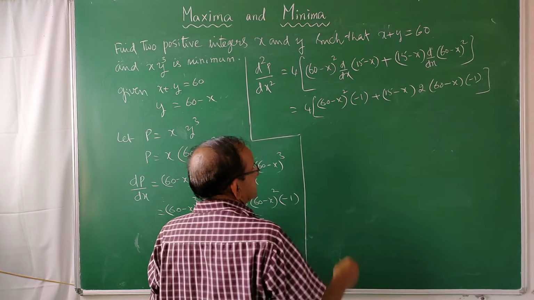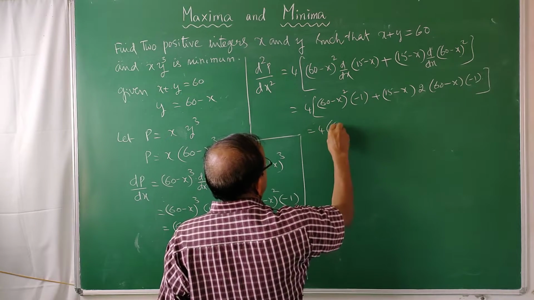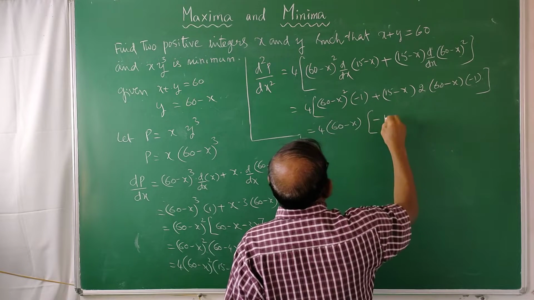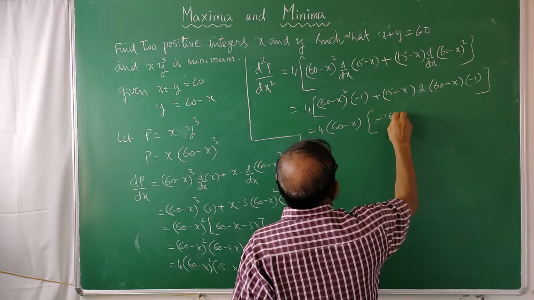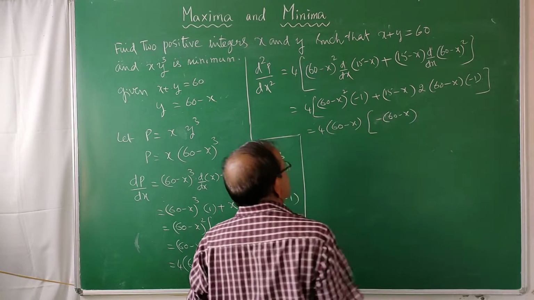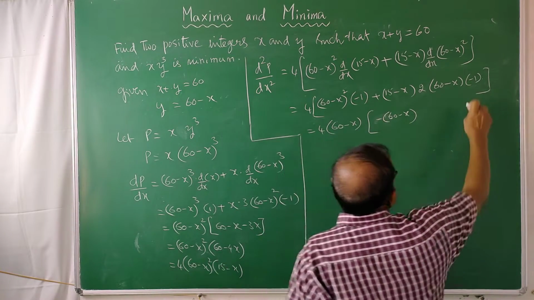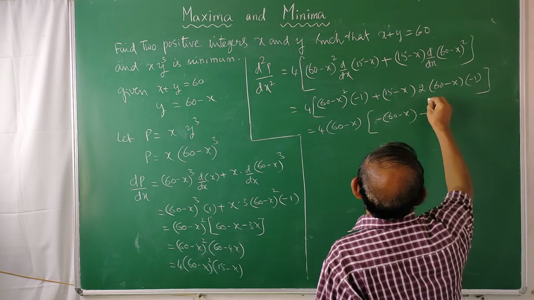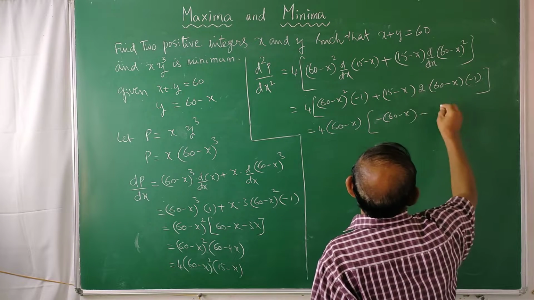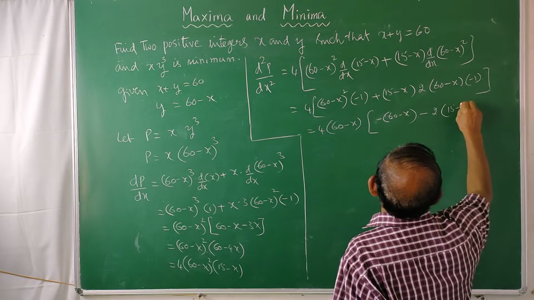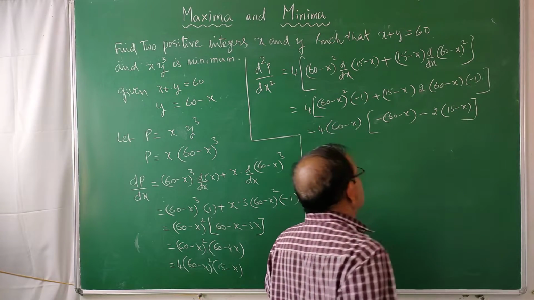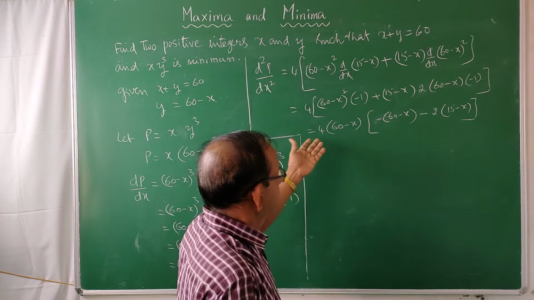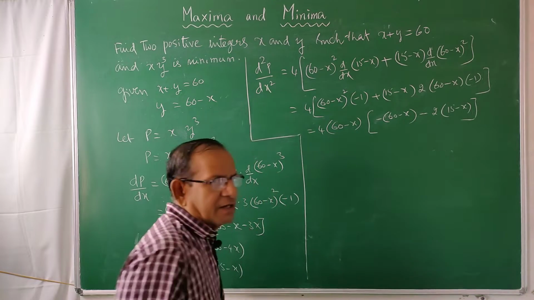Again you take 4 into 60 minus x common: minus of 60 minus x, because there is minus 1 here, and here also there is minus 1, that is minus of 2 into 15 minus x. You can keep it like this, or you can take minus also common, but anyhow let us leave it like that.